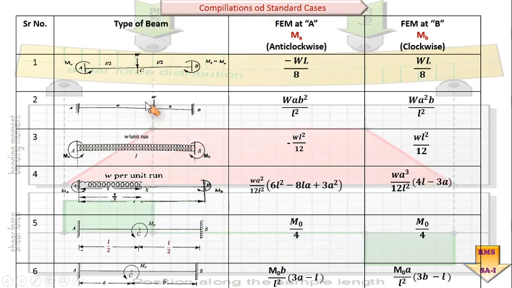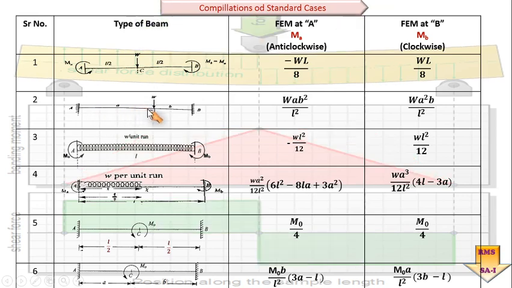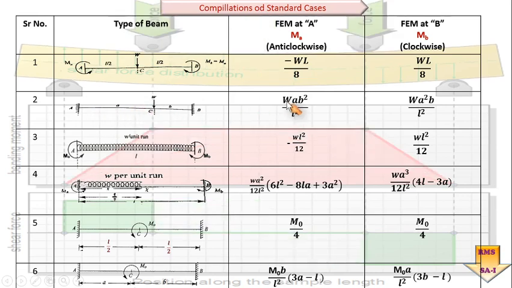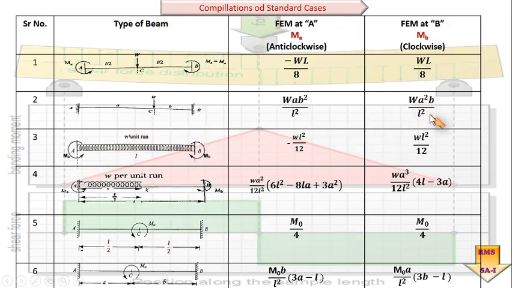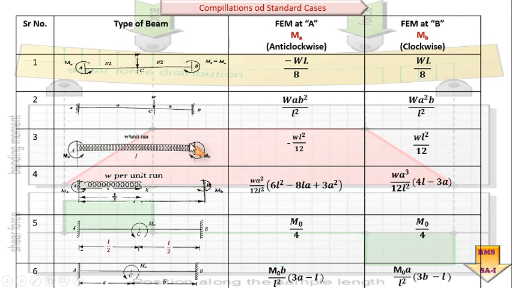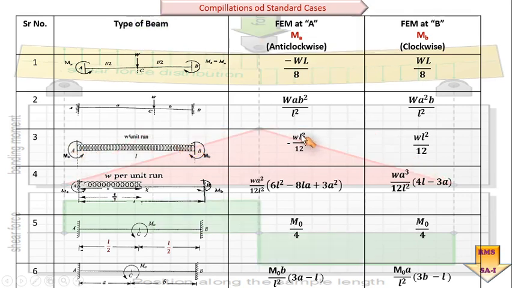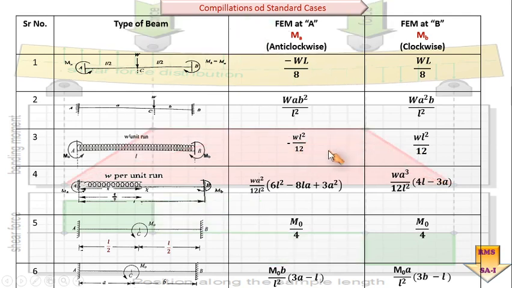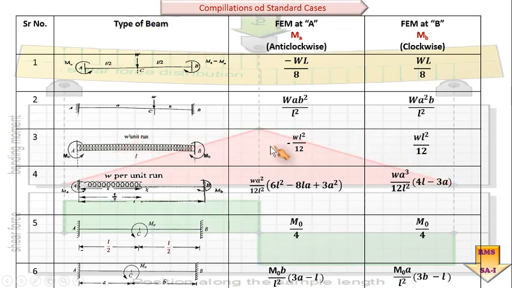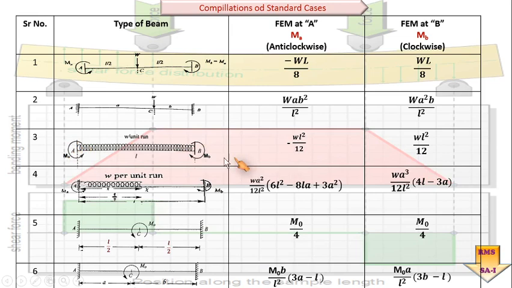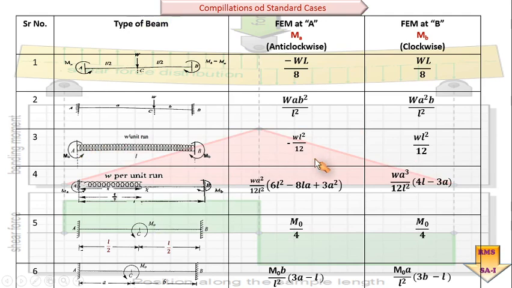In the second case, the point load is acting somewhat eccentric. So in that particular case, the fixed moment at point A is equal to WAB square by L square, and at point B, WA square B by L square. Coming back to the third case, which is the UDL imposed throughout the length. In that case, MA will be equal to minus WL square by 12 and MB is equal to WL square by 12. Again in this particular case, as the loading and the beam are symmetrical, MA and MB are same, only with the difference of clockwise and anti-clockwise. If it is clockwise, I have taken it positive, and when it is anti-clockwise, it is going to be negative.